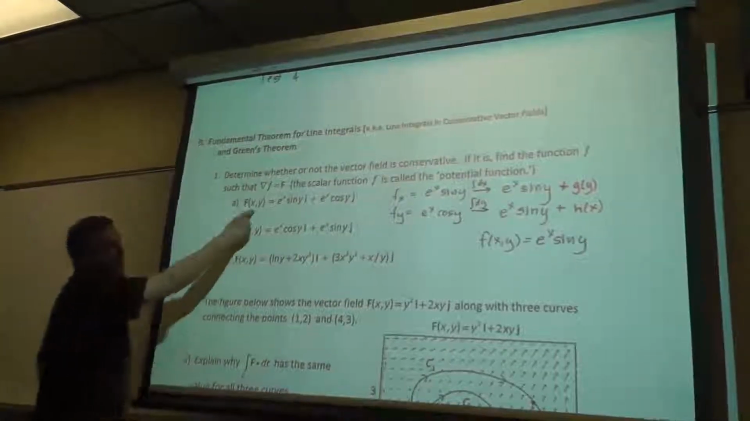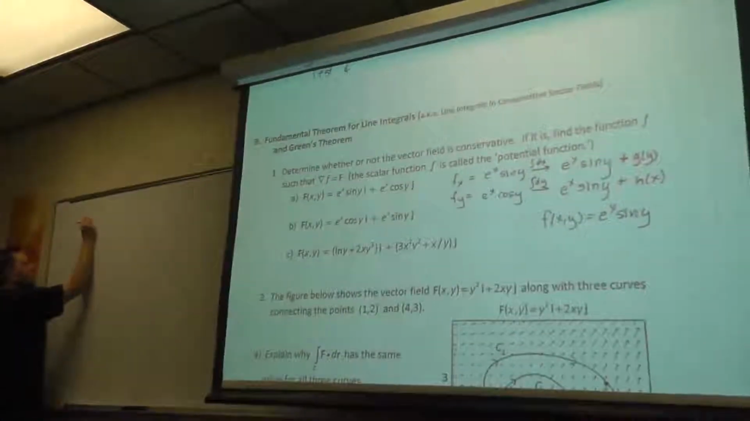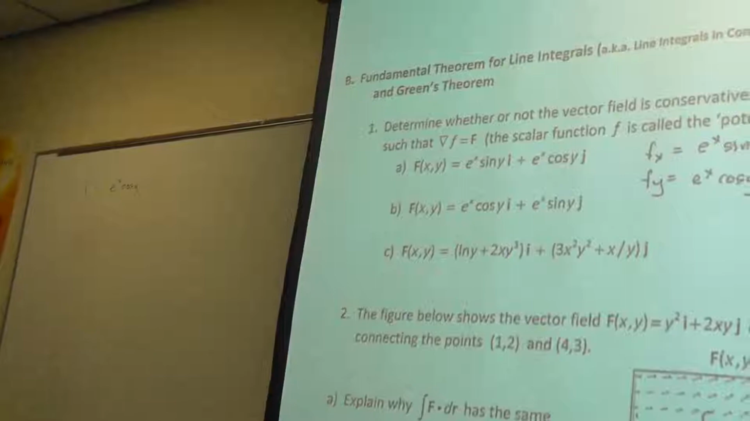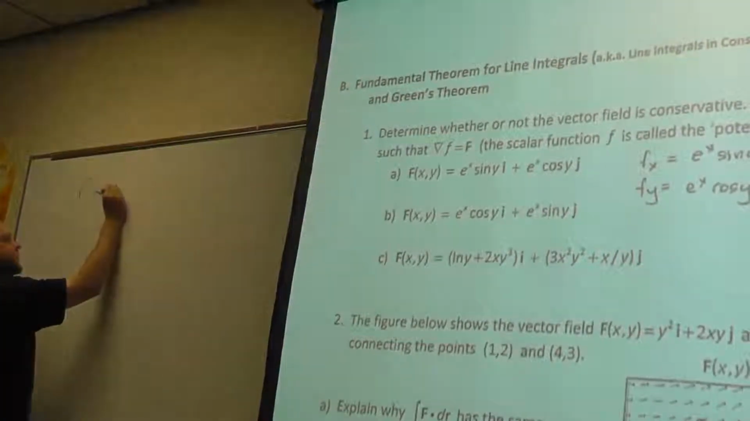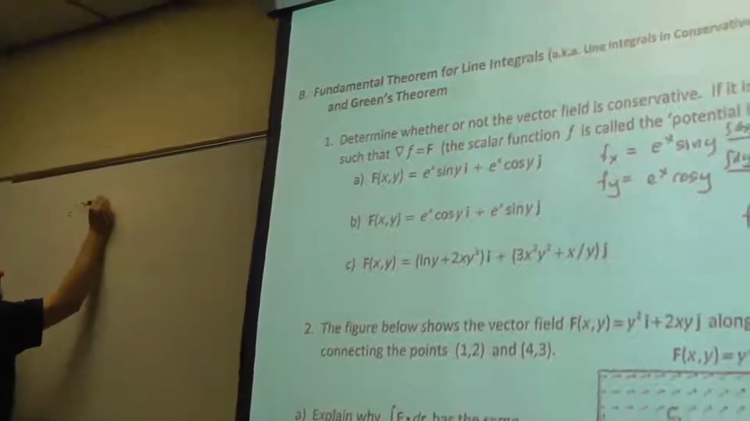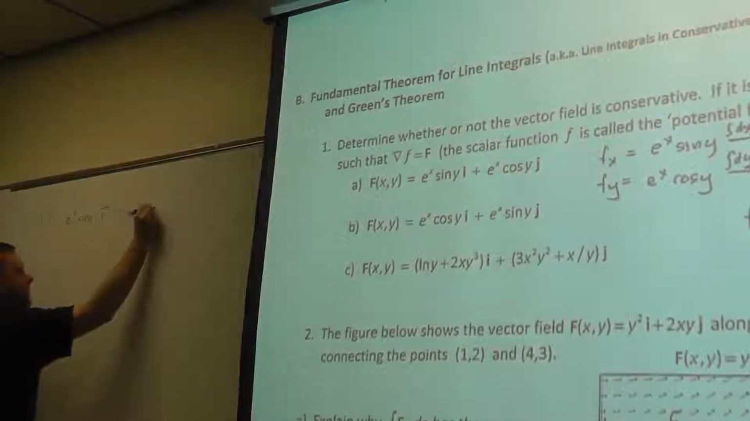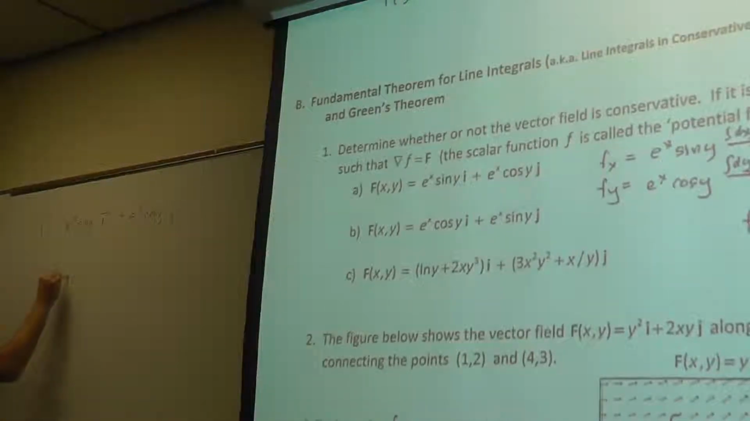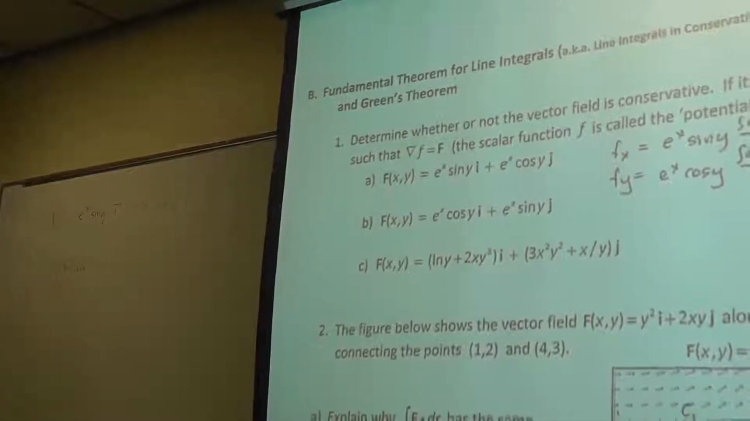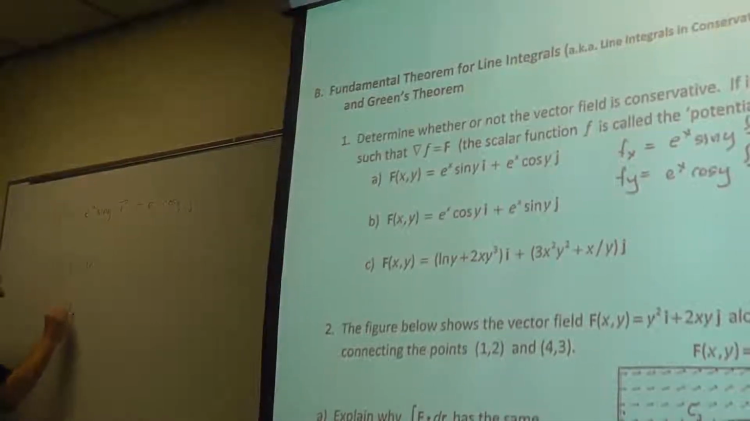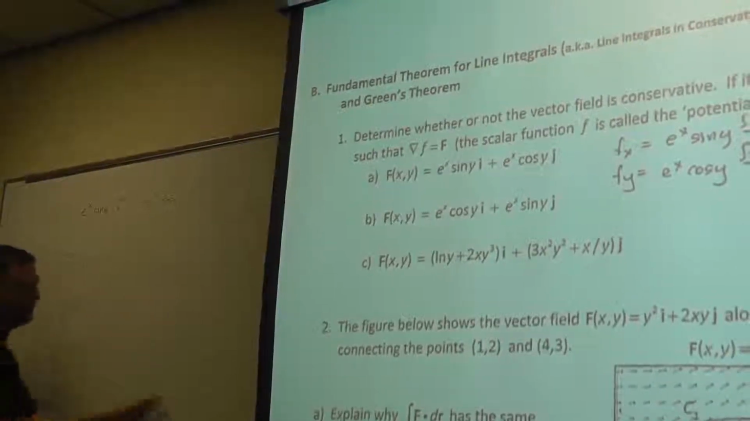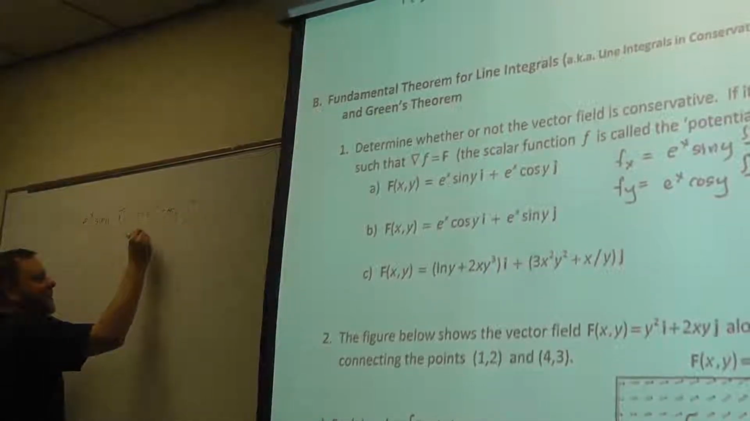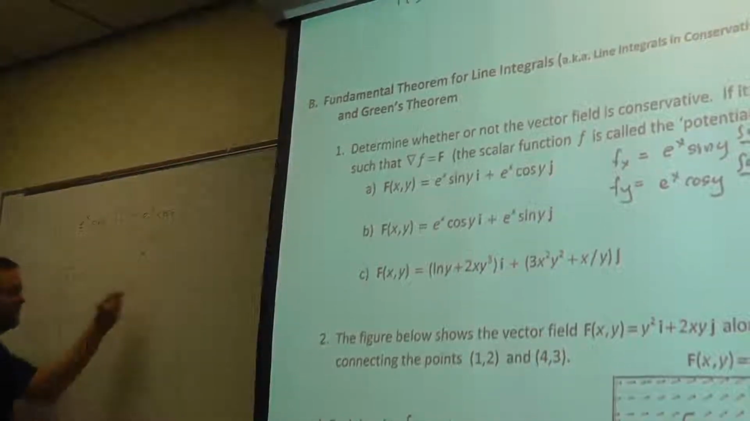I had this original vector field here in part A, did I copy that correctly? No, I didn't. Sorry about that. And I want to evaluate this line integral along this path. Let's see. With that orientation.